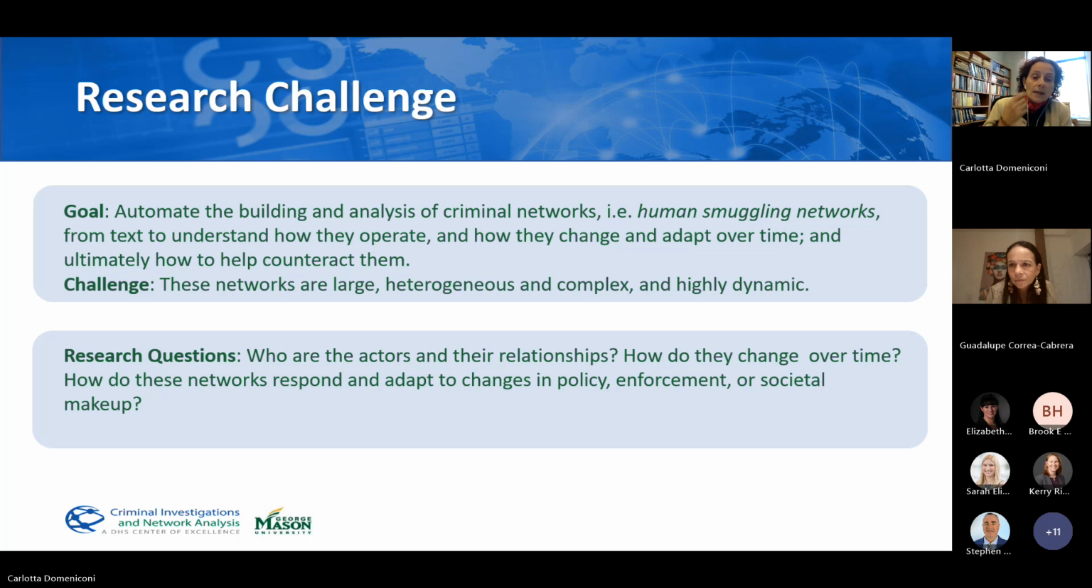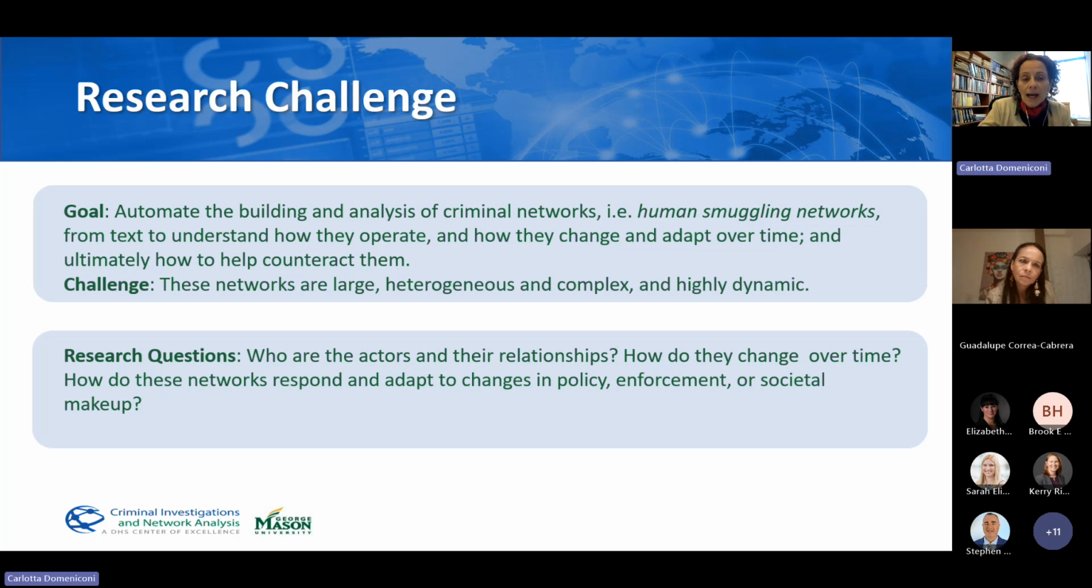So in our research, we have mainly two goals. Our first goal is to automate the process of constructing criminal networks, in our particular case, human smuggling networks. The second goal is to analyze and mine these networks to discover behavioral patterns involved in such networks, and especially dynamic patterns. So we want to study how the behavior of these networks may change and adapt over time, with the long-term goal of helping to counteract these networks.